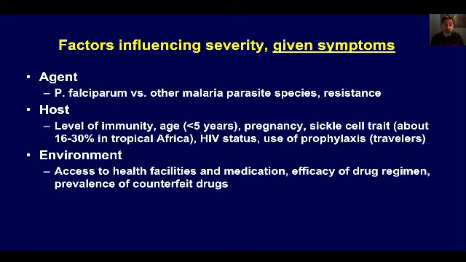Given that you have symptoms, what are the factors that might influence the severity of the illness? So given that you're infected with symptoms, there are things also related to agent, host, and environment: which particular malaria species you're infected with, whether or not there's resistance, things related to the agent can matter. There is a certain degree of immunity that you can develop over time with repeated exposures to malaria that can influence, as a host factor, your likelihood of severe malaria, but also other things like age, pregnancy status, sickle cell trait, HIV status, and use of prophylaxis.